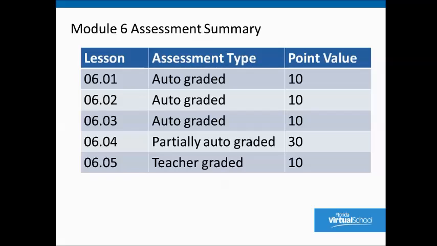The assessment summary for Module 6, 601 is auto-graded, 602 and 603 are also auto-graded. 604 is partially auto-graded, which means that it's a quiz, and it will cover material in 601 through 603. And then 605 is fully teacher-graded.